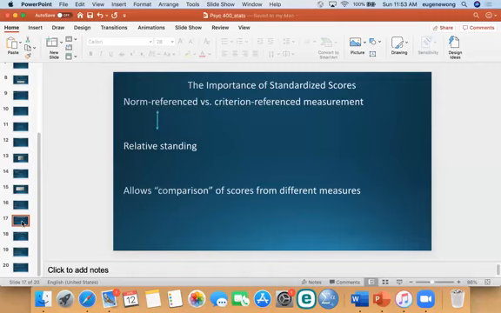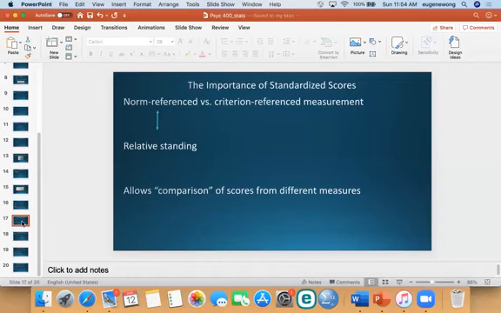Criterion reference measurement is not used when we do psychoeducational evaluations. It's used when you think about all the midterms and final exams you've ever had, both in K through 12 and in college. Criterion reference measurement has to do with how much of a criterion did you get? That determines how well you've done.